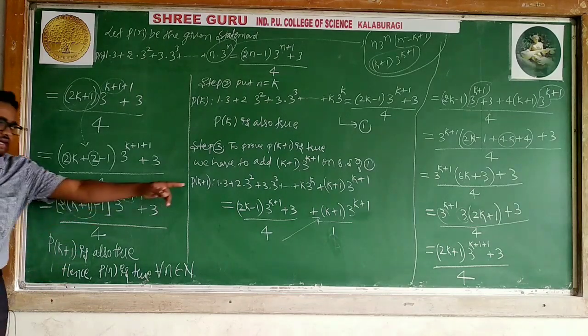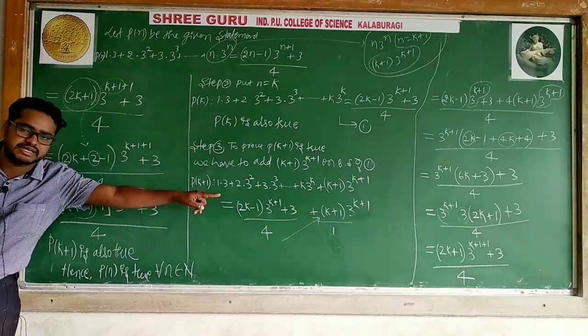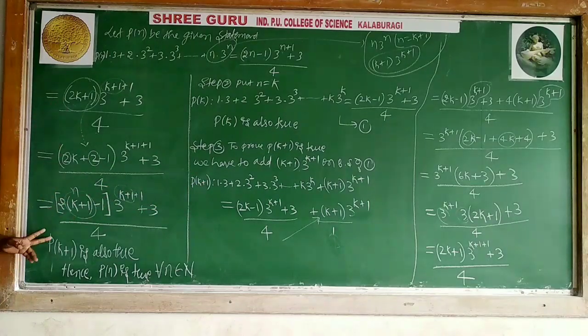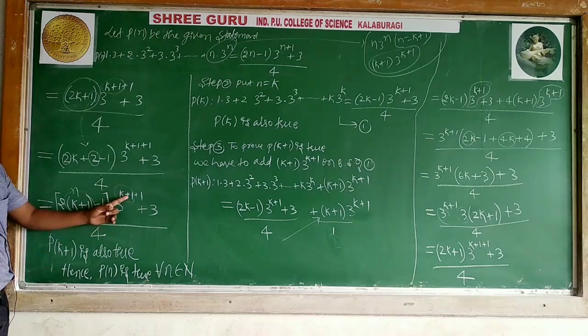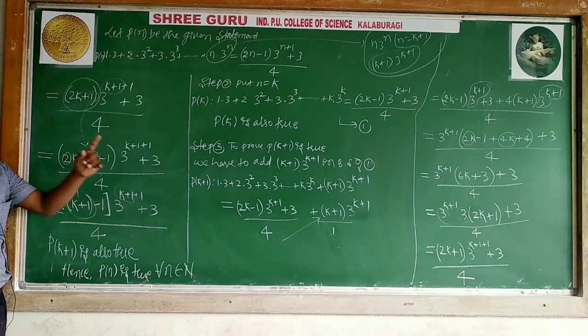Little bit adjustment that I have completed, that is enough, but you have to express it in the form of required n place. You can show it is 2 into n is k plus 1 minus 1, 3 to the power n is what? K plus 1 there, again plus 1 plus 3, whole divided by.